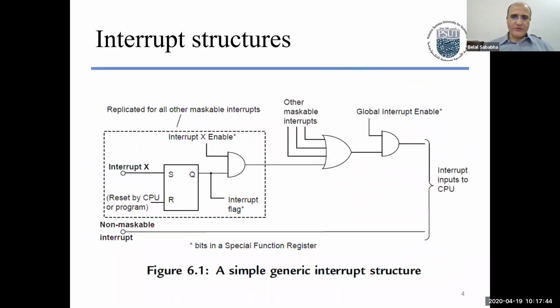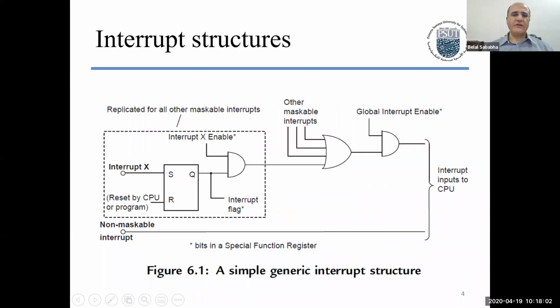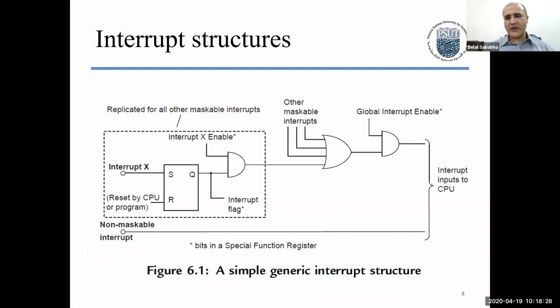So if you remember, this is where we ended last time, and we talked about the concept of interrupts. It is recorded, and we talked about it even before, a month or two ago in class. We mentioned that the 16F84A microcontroller supports 4 types of interrupts: an external interrupt, timer overflow interrupt, port B interrupt on change, and EEPROM write complete interrupt. And we talked about each one of them. And we started looking at the interrupt structure.